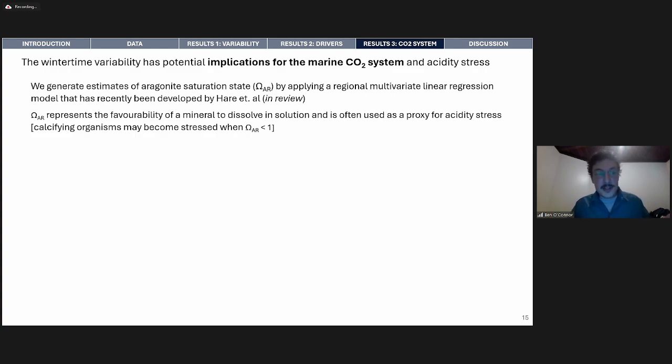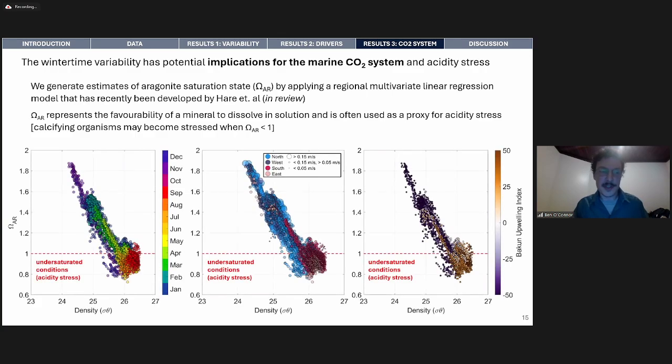For those not familiar, the saturation state represents the favorability of a mineral to dissolve in solution, and it's often used as a proxy for acidity stress. So if the saturation state is below 1, which I've marked on these plots here, those conditions are undersaturated and might cause acidity stress for calcifying organisms.